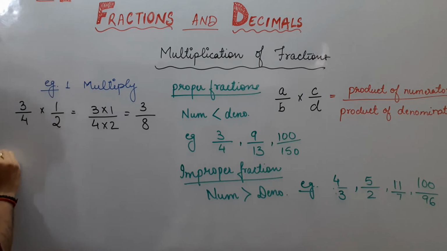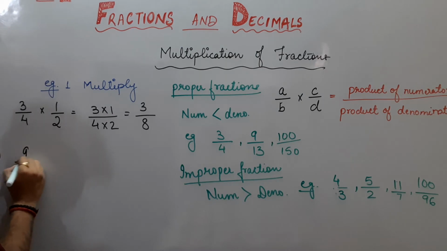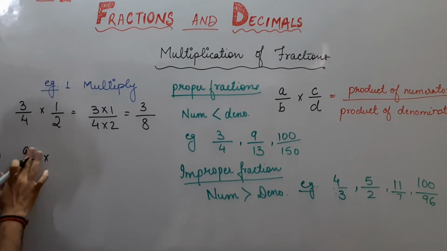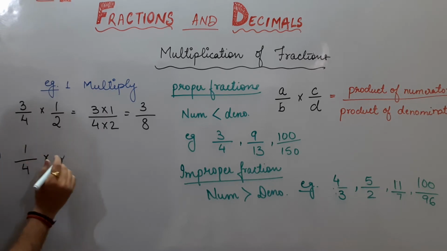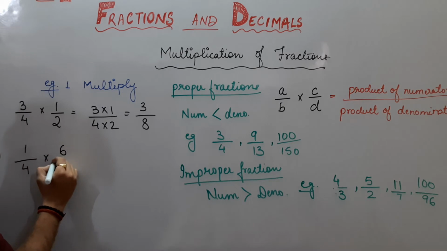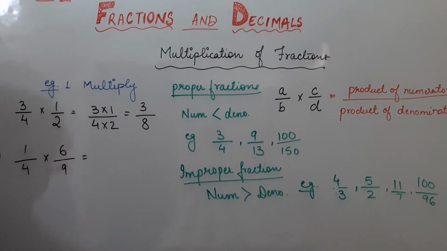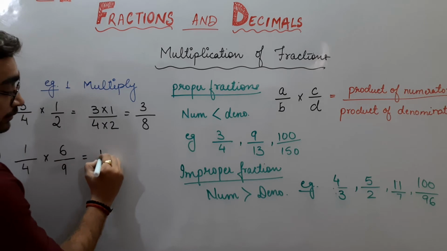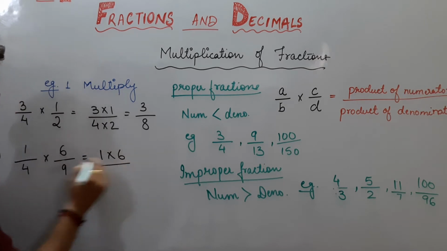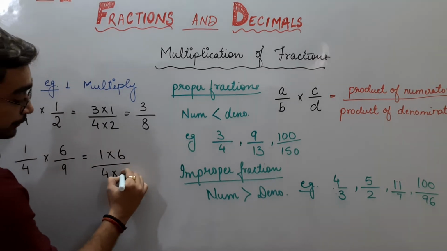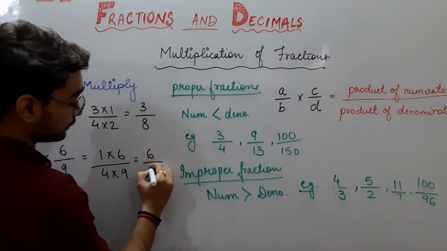Take one more example here. Instead of 9 by 11, let me take 1 by 4 into 6 by 9. Product of numerators 1 into 6, product of denominators 4 into 9. 1 six is 6, 4 nines are 36.